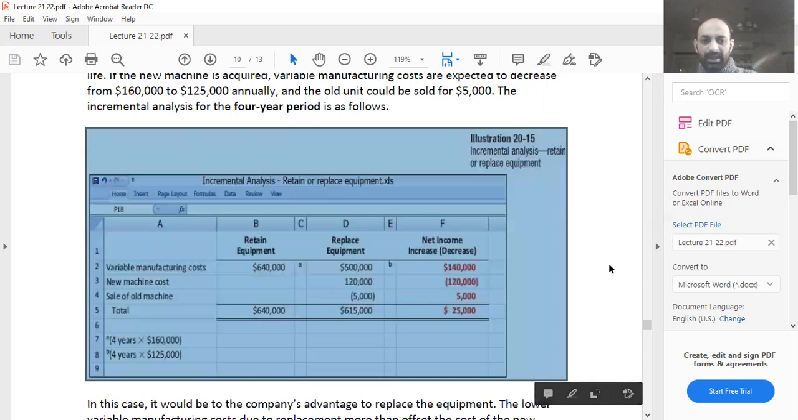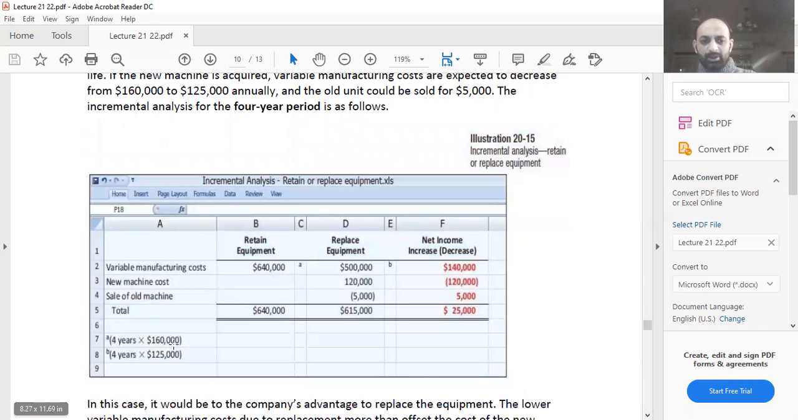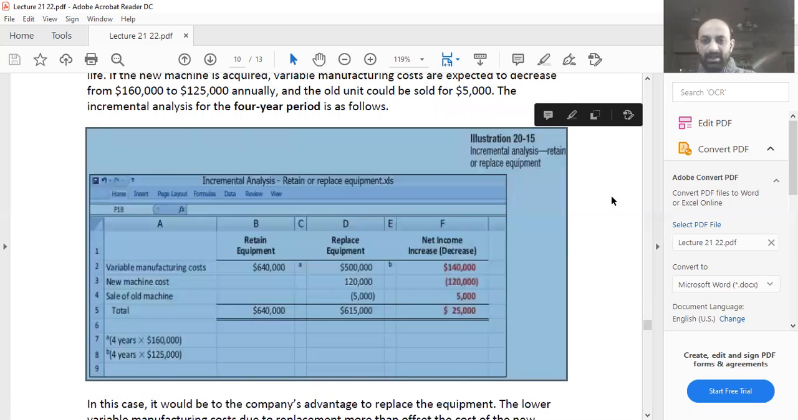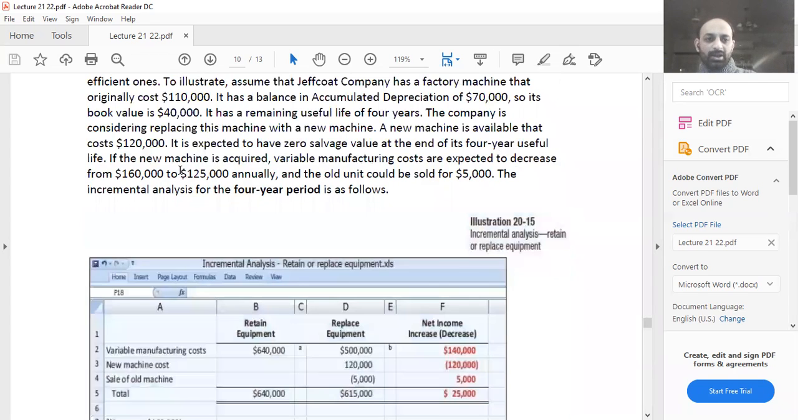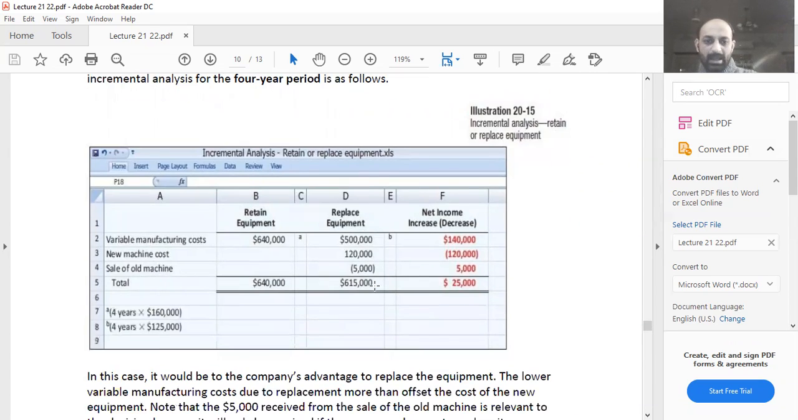$640,000, because it is $160,000 per year, for 4 years, so the total value will be $640,000. If we replace the equipment, our variable manufacturing cost will come to $500,000 because there will be a reduction from $160,000 to $125,000 annually, and the new machine will cost you $120,000.